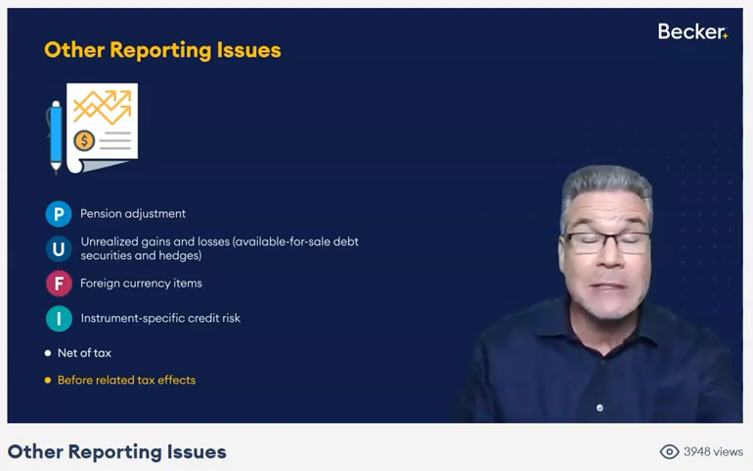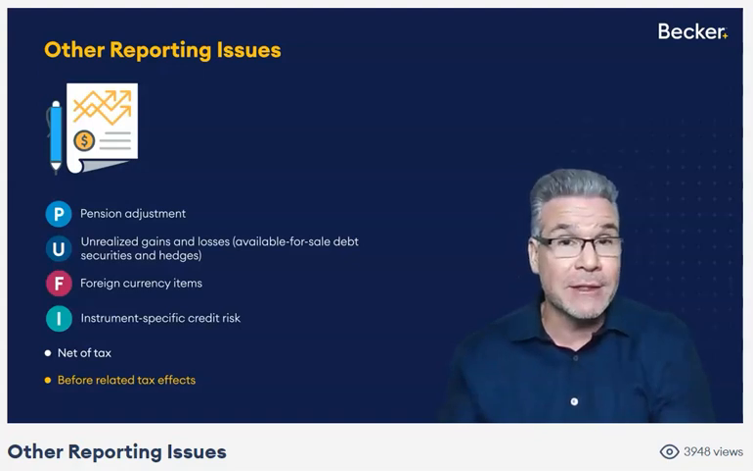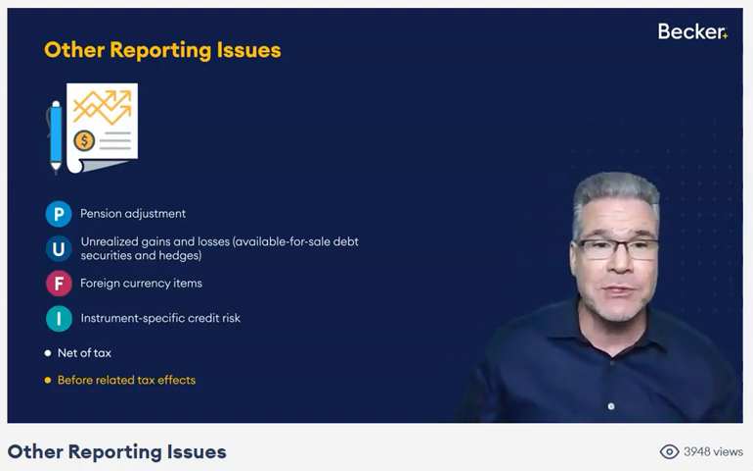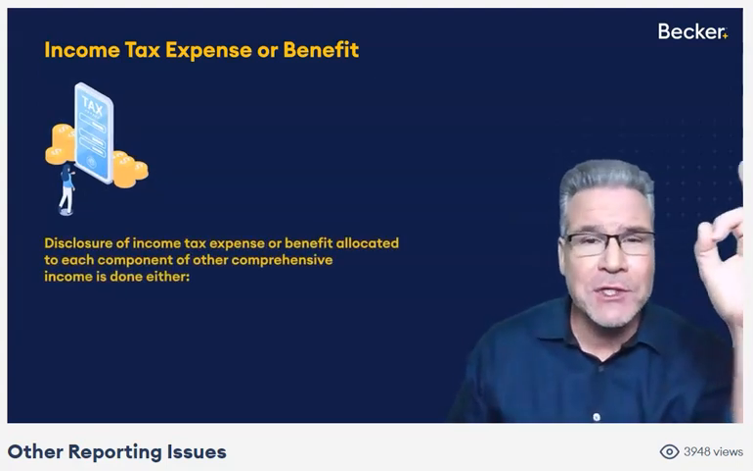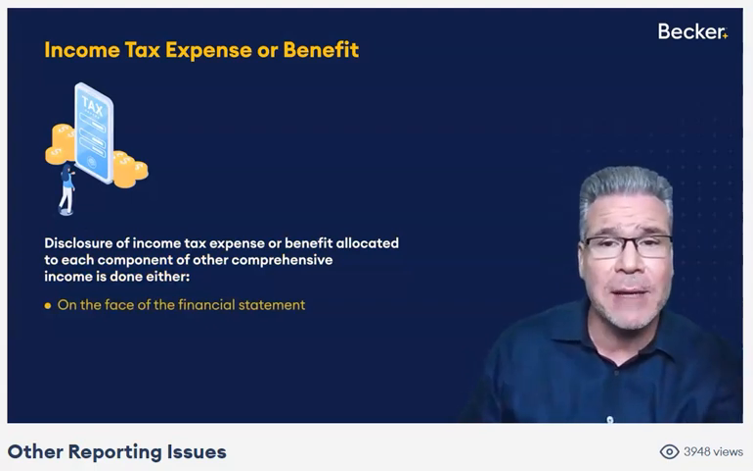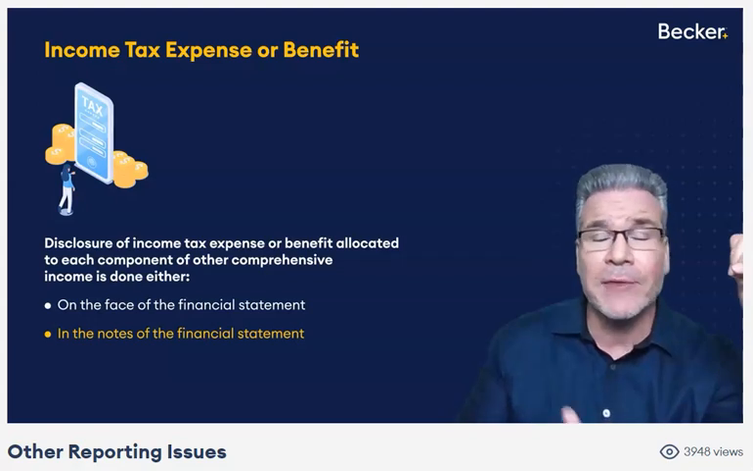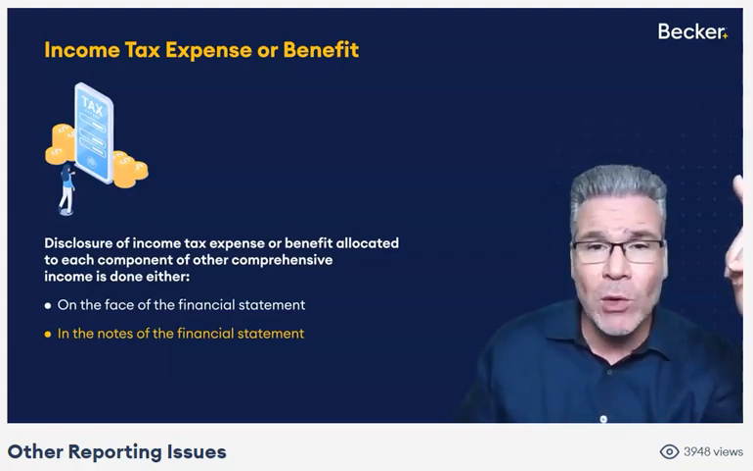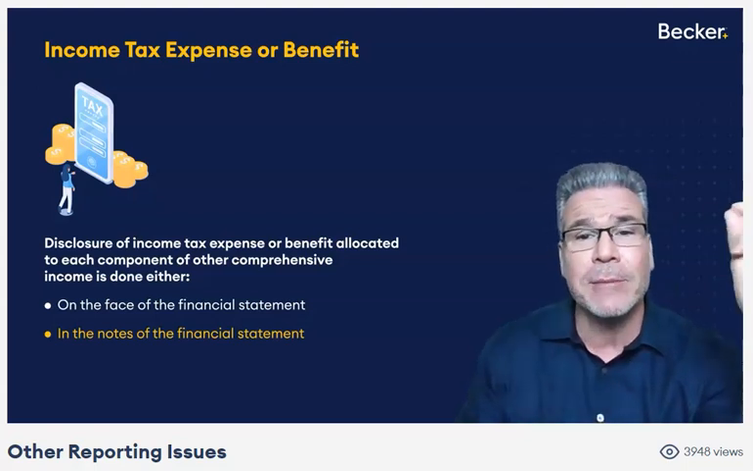If you have a lot of gains, then you'll have an expense, right? If you have a lot of losses and you're able to deduct those, then you have a tax benefit, all right? So two ways of presenting it. Now, the income tax expense or benefit, folks, has to be either on the face of the financial statement or the notes. So as soon as you see comprehensive income, the income tax expense, is that a required disclosure? Yes. And it's either got to be on the face of the financial statement or the notes.